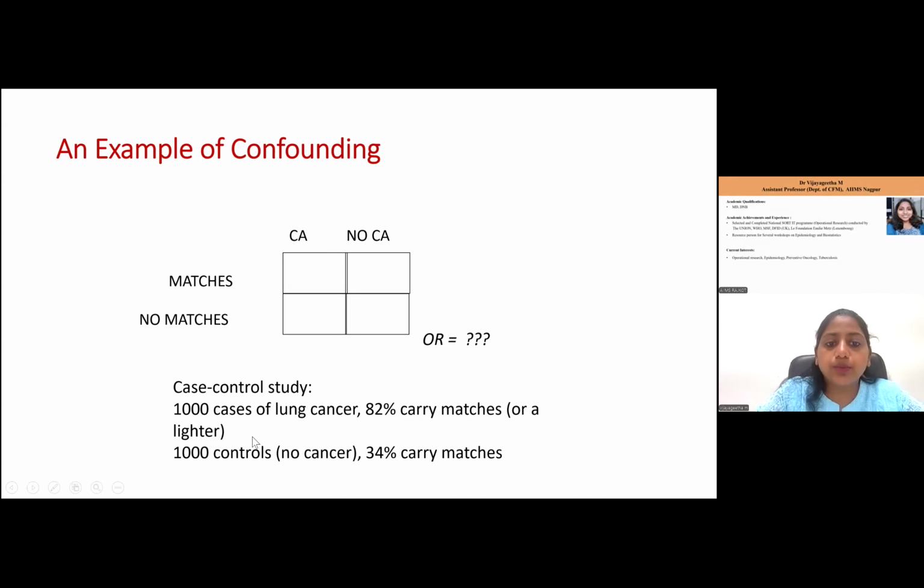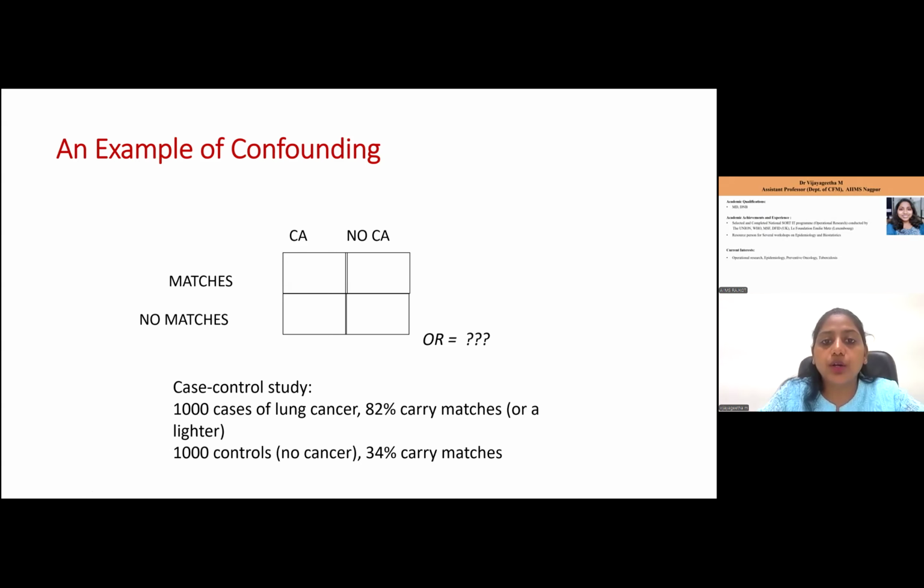matches. Let us assume in the study, 1,000 cases of lung cancer are taken and 1,000 controls who do not have lung cancer are taken. Let's assume that 82% of those with lung cancer carry matches, or a lighter, and 34% of controls carry matches. So can we calculate the odds ratio for this?